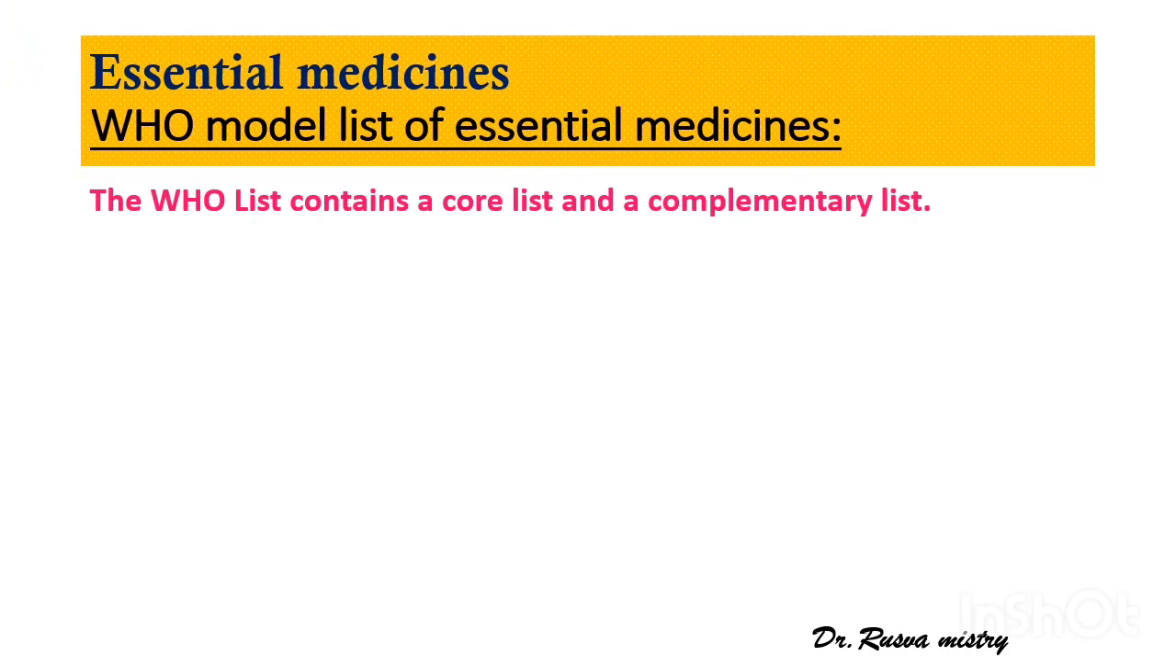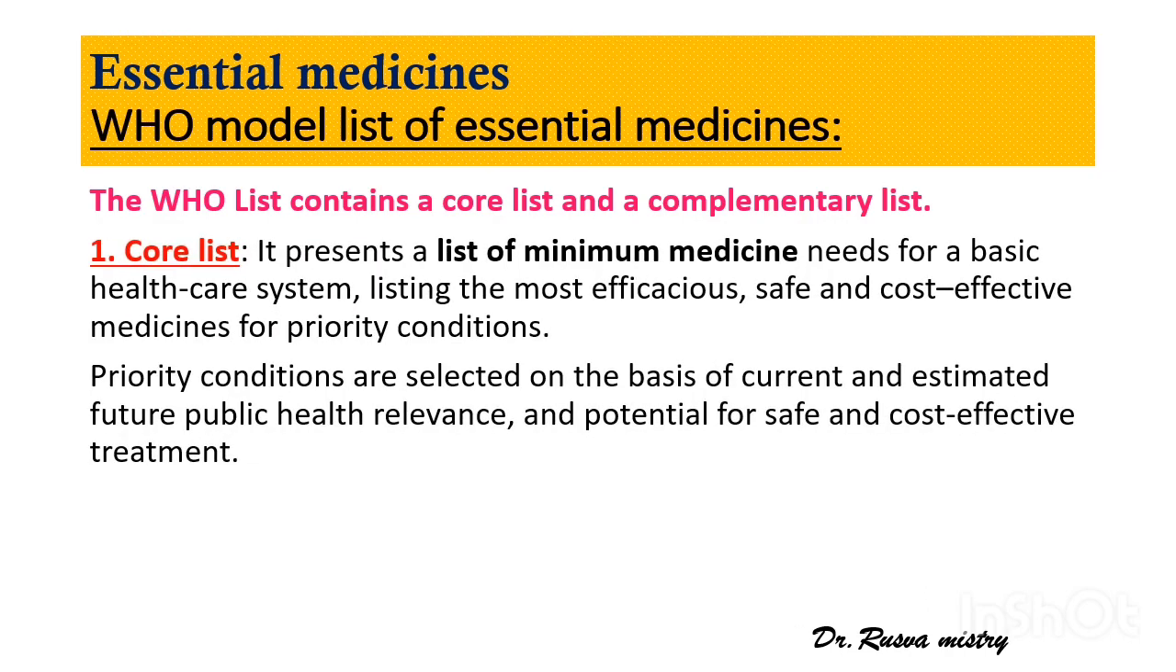Next, the WHO Model List of Essential Medicines contains a core list and a complementary list. Now, what does the core list contain? It presents a list of minimum medicines needed for a basic healthcare system, listing the most efficacious, safe and cost-effective medicines for priority conditions.